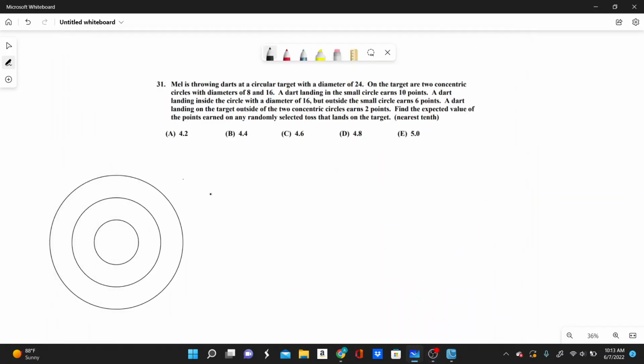Number 31. Mel is throwing darts at a circular target with a diameter of 24. On the target are two concentric circles with diameters of 8 and 16. A dart landing in the small circle earns 10 points.